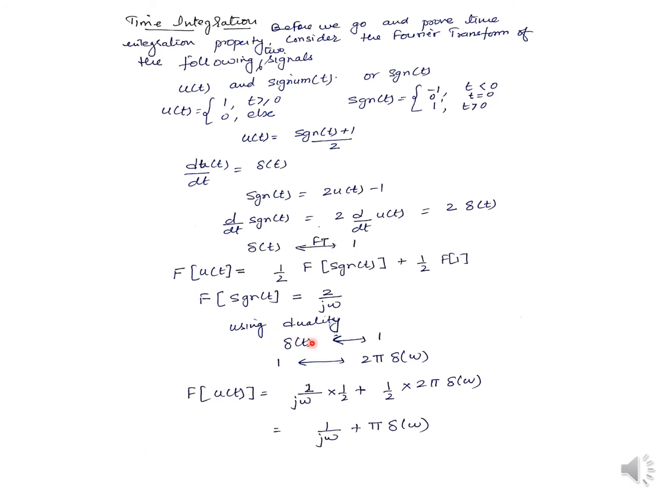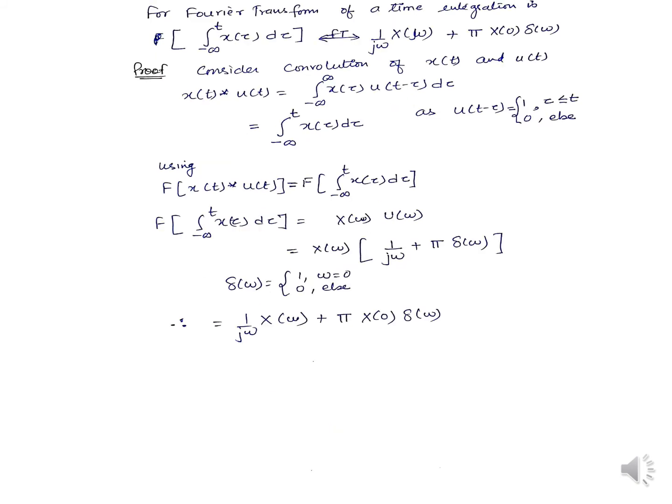Then using the duality property, as we know, the Fourier transform of delta(t) is 1, then the Fourier transform of 1 is 2 pi delta(omega). Minus is not coming here because whether you put minus omega equals 0 or omega equals 0, it's always delta(omega). So F of u(t) is equal to 2 over j omega into 1/2 plus 1/2 into 2 pi delta(omega). Put these values here, so the Fourier transform of u(t) is actually 1 upon j omega plus pi delta(omega).